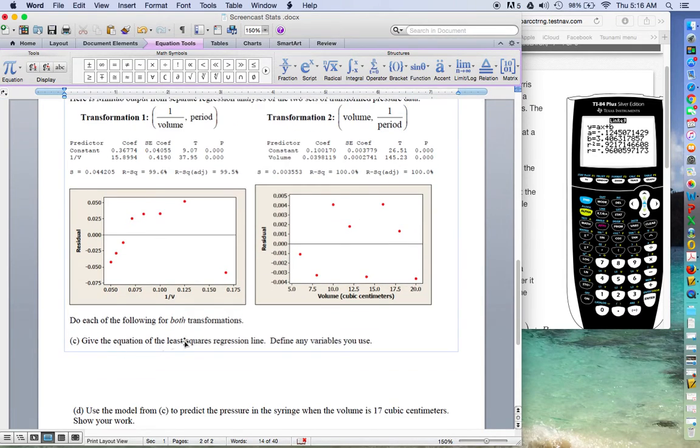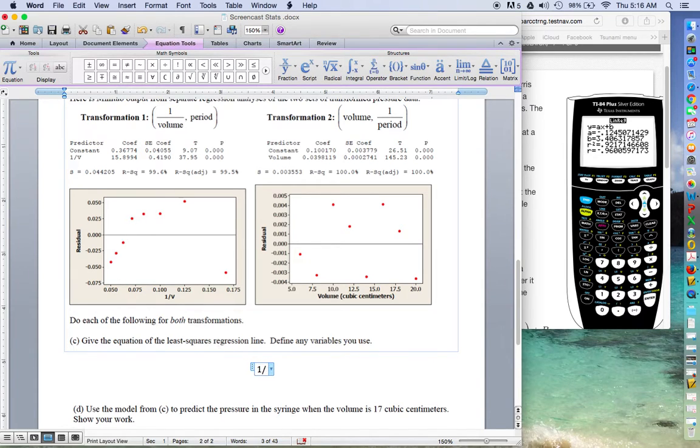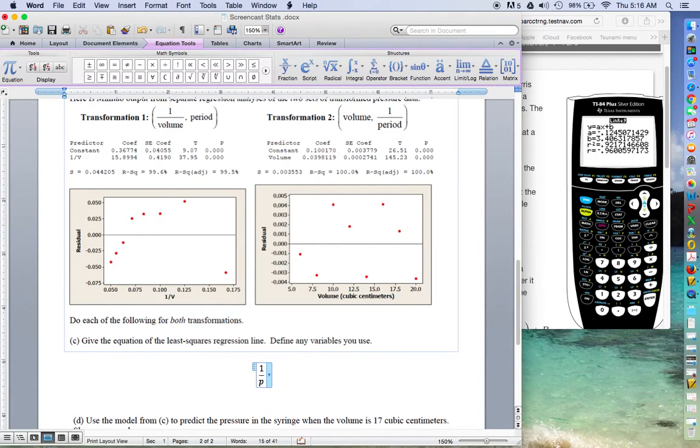So it says give the least squares regression line, the appropriate one. We're going to pick this one. Remember, the idea was that we had 1 divided by pressure equals the slope, whatever that is, times the volume plus the y-intercept. So where is that slope and y-intercept? Well, they've performed the calculations with Minitab, the software program, already for us.